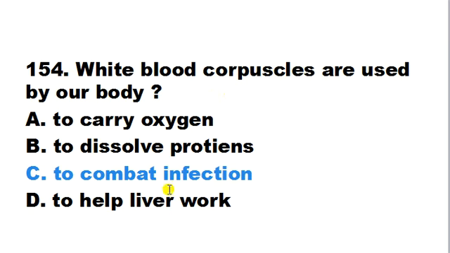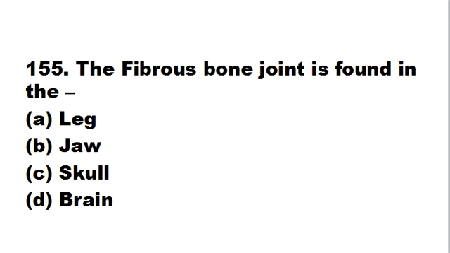The fibrous bone joint is found in the leg, jaws, skull, brain. Here the correct answer is C. Fibrous bone joint is found in the skull, which we also call sutures. Skull bones are connected via fibrous joints, found in our skull.